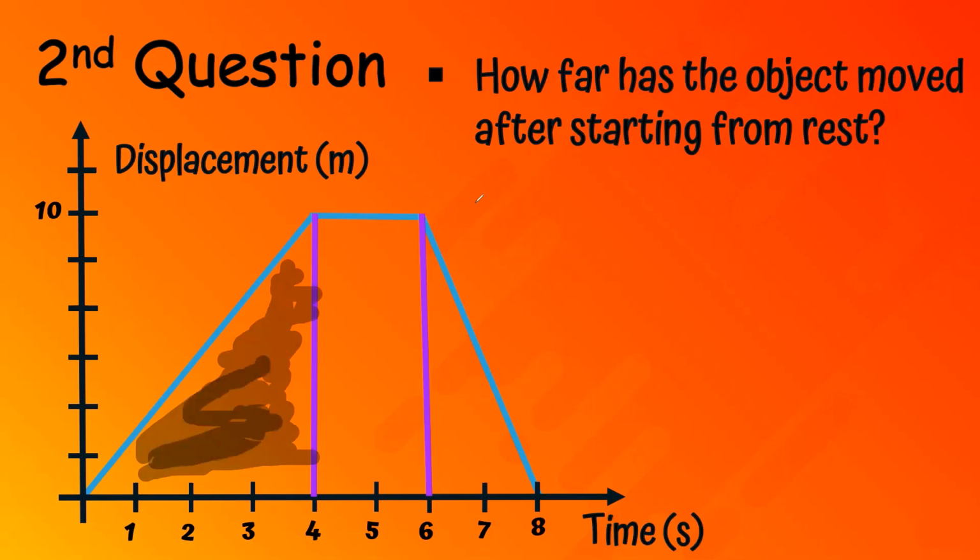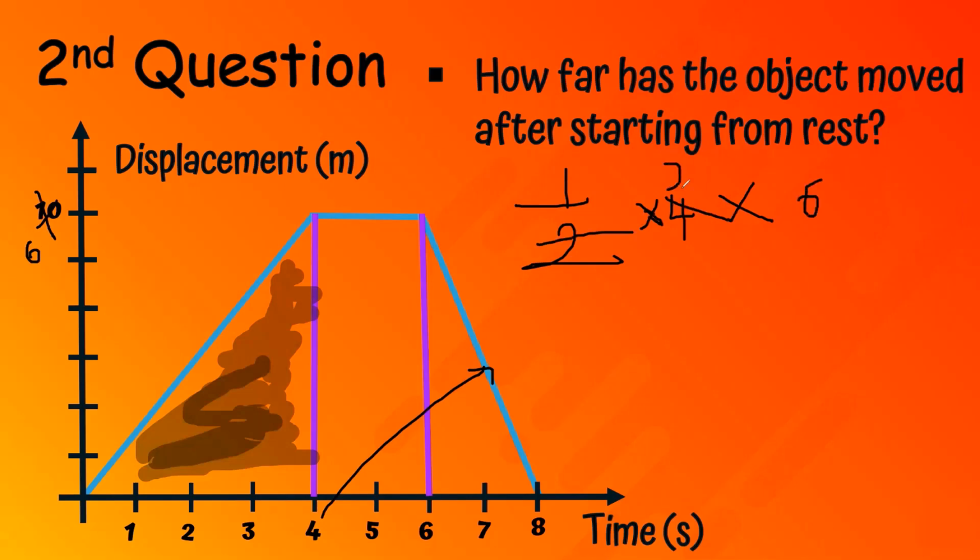Let's calculate the area. How to find the area of a triangle? Half into base, 4, into height, here not 10, it's 6. Half into 4 into 6, we can cancel out 4 with 2, and 2 into 6 is 12 meters. The object has moved 12 meters after starting from rest.